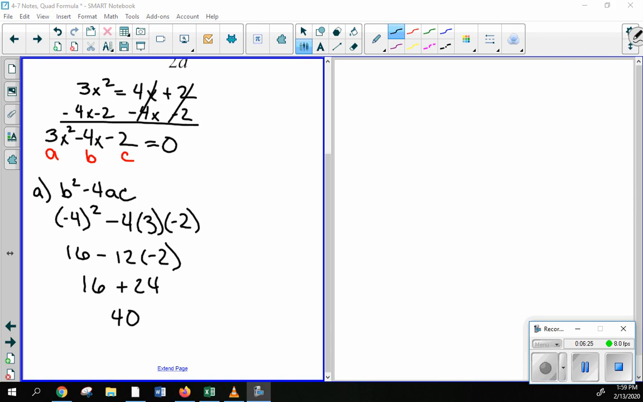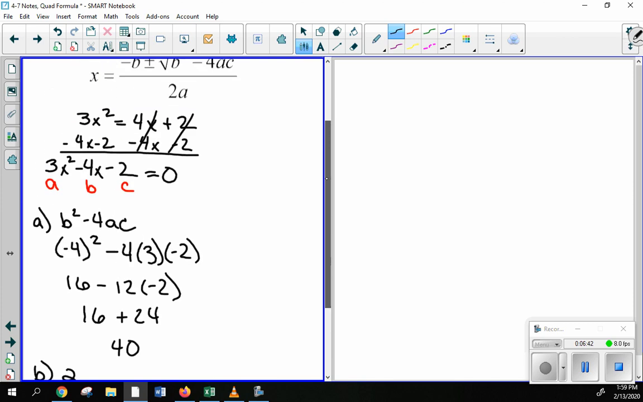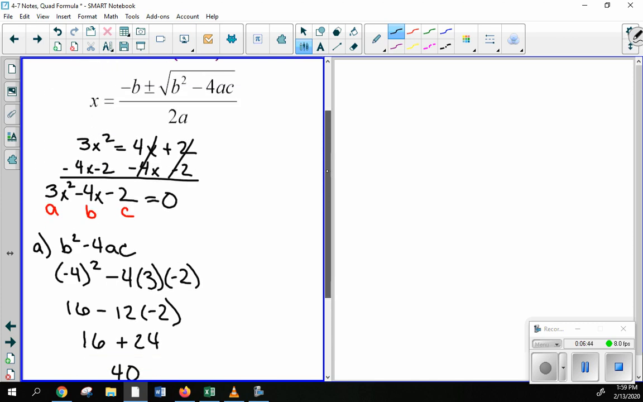Based on that answer, what does that tell me about how many x-intercepts I'm going to have? Since it's a positive number, I have 2 x-intercepts. Now part C, actually finding those x-intercepts is what we need to do.